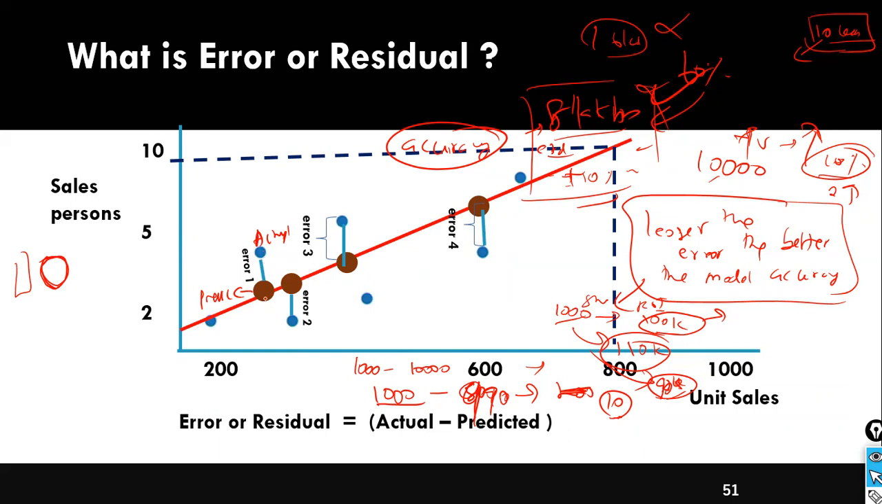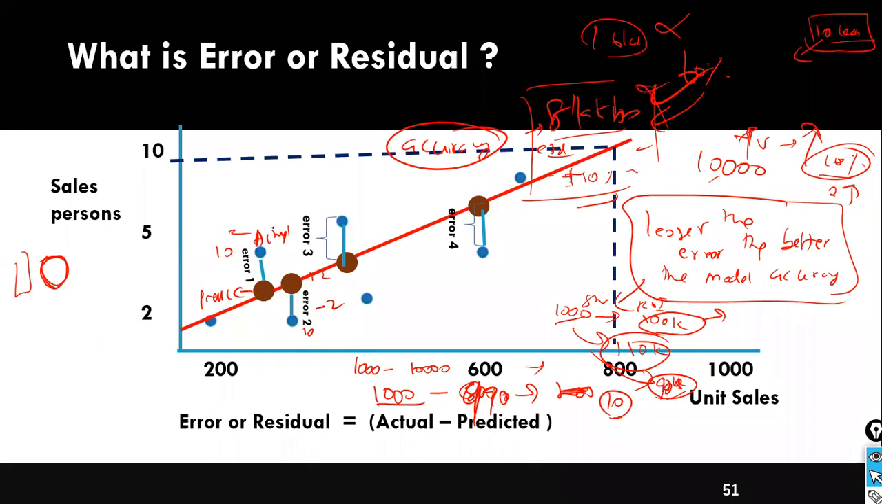It is actual minus predicted. Let's say the predicted value is 12 and the actual is 10. 10 minus 12 is -2. When you add plus and minus, it will get subtracted. I don't want that to happen. Hence, we square the values.